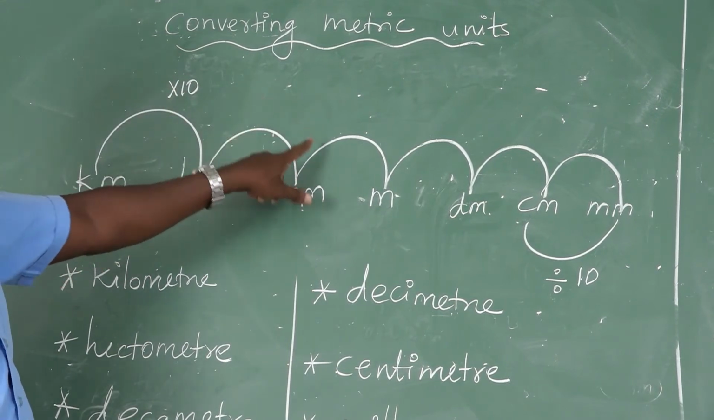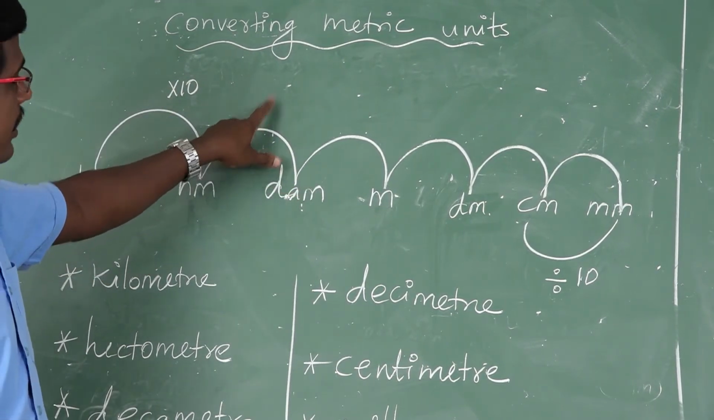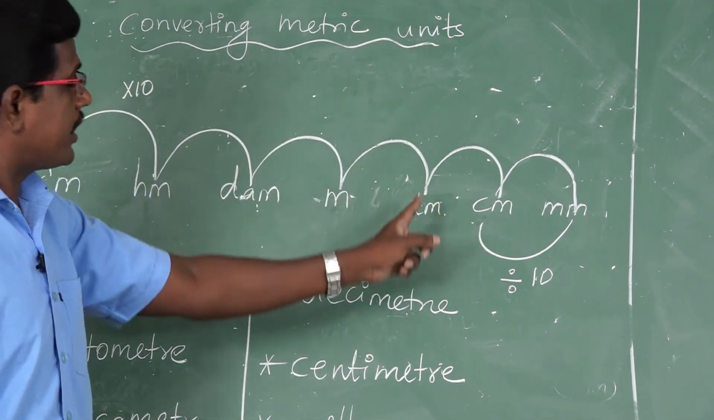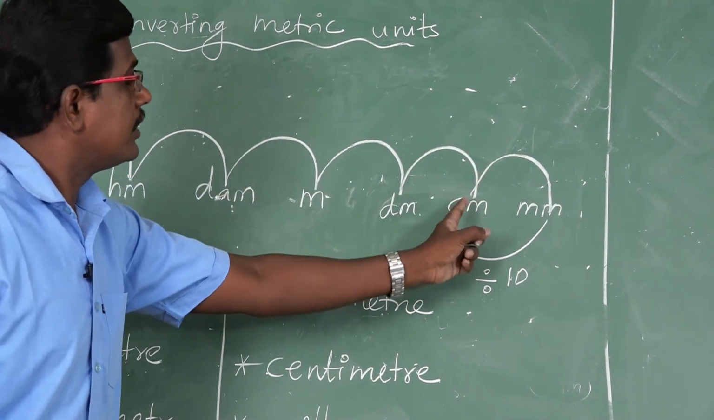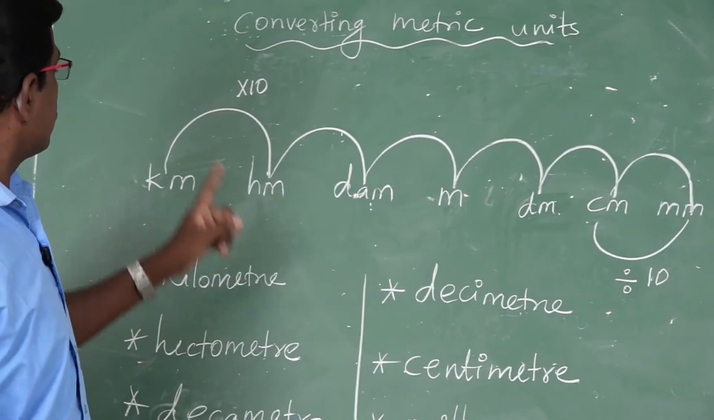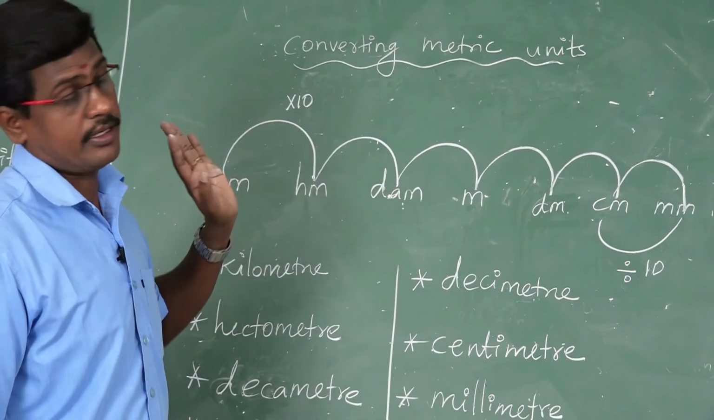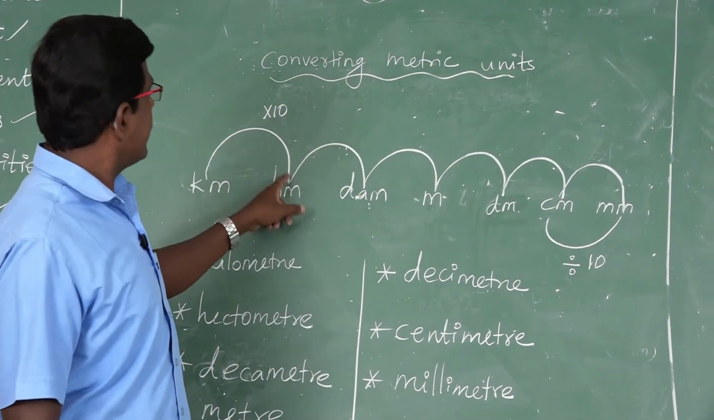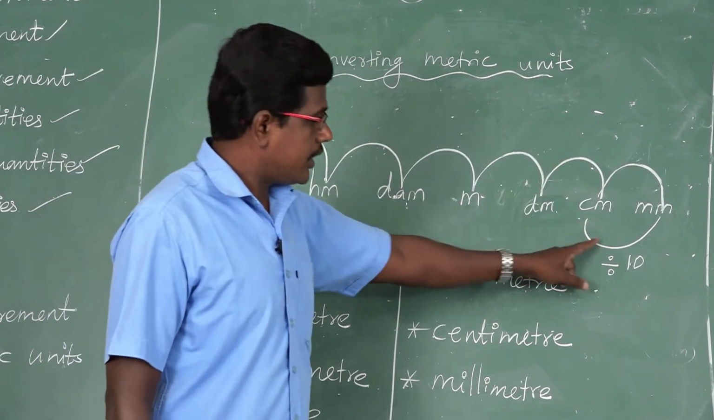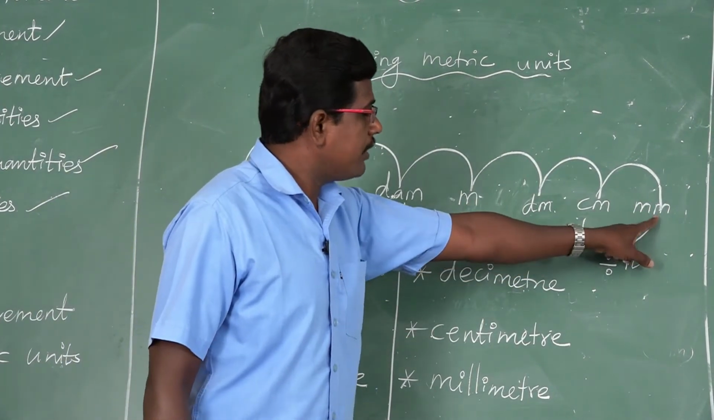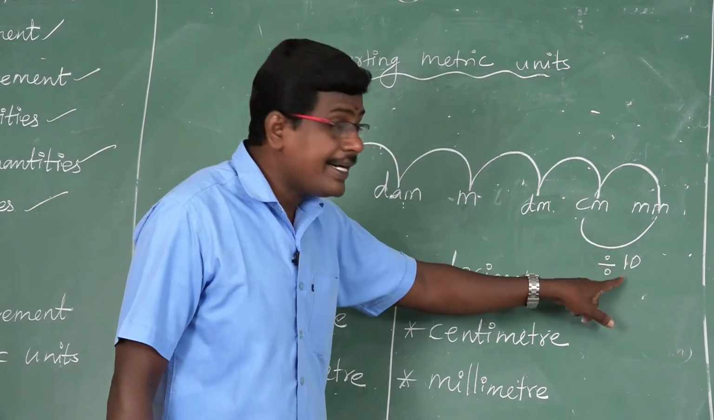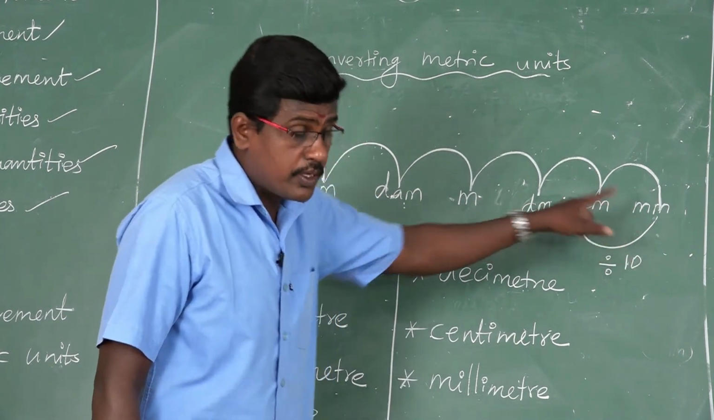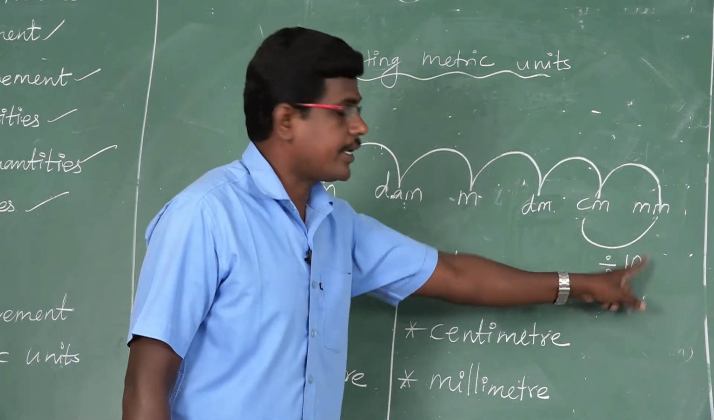Kilometer to hectometer, multiply by 10. Hectometer to decameter, multiply by 10. Decameter to meter, multiply by 10. Meter to decimeter, multiply by 10. Decimeter to centimeter, multiply by 10. Centimeter to millimeter, multiply by 10. So moving toward the right-hand side, from biggest to smallest, every unit multiplies by 10. In the reverse direction, millimeter to centimeter, divide by 10. So smallest to biggest, toward the left-hand side, divide by 10.